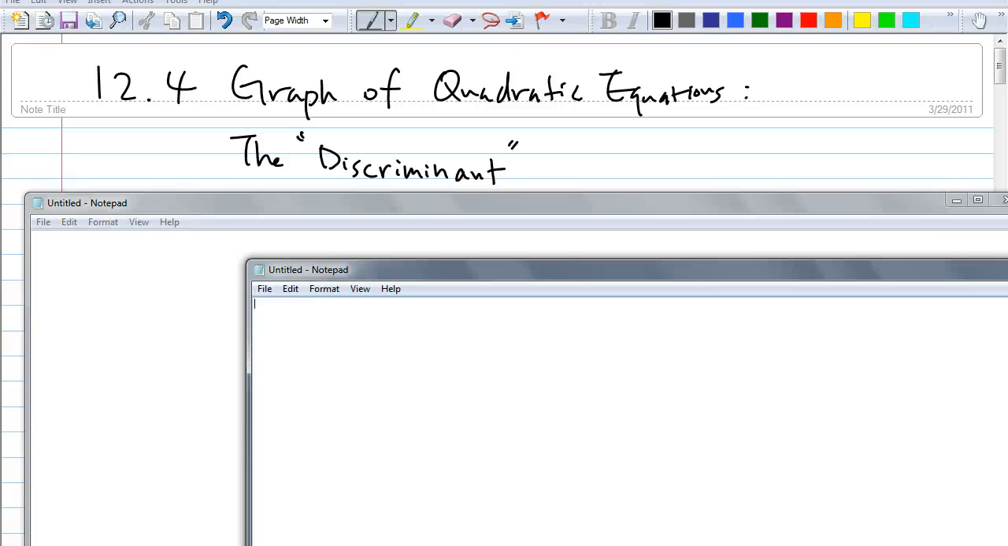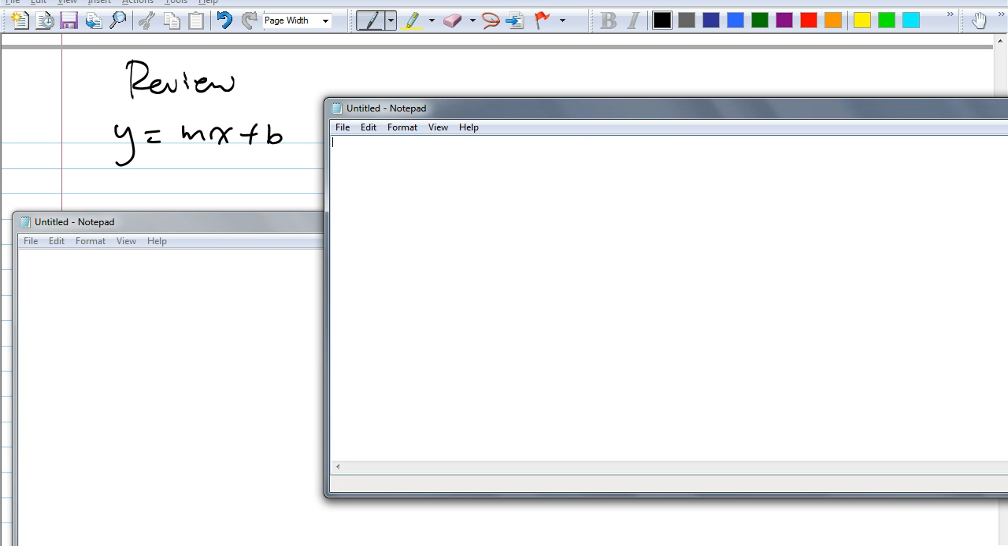Okay, so today we're going to talk about graphs of quadratic equations, and we're going to talk about something called the discriminant in a minute. But before I do this, like I said, let's review a little bit, okay? Because this will be very similar. If I have an equation, this is, of course, not a quadratic equation. This is a linear equation.